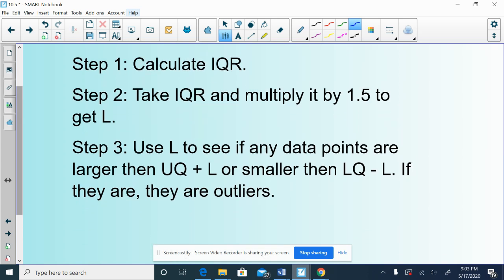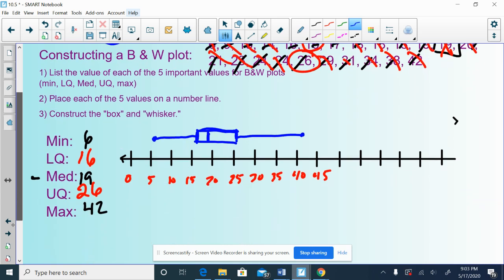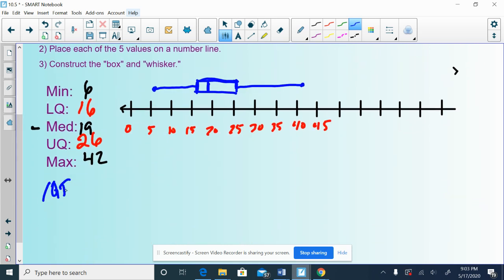In order to identify if something is an outlier, our first step is to calculate IQR. Remember, I defined IQR on the definitions page. IQR is Q3 subtract Q1, the upper quartile subtract the lower quartile. We're going to use this data set once again to find out if we have an outlier. Upper quartile is 26, and the lower quartile is 16. So the IQR would just be 10. Pretty convenient.